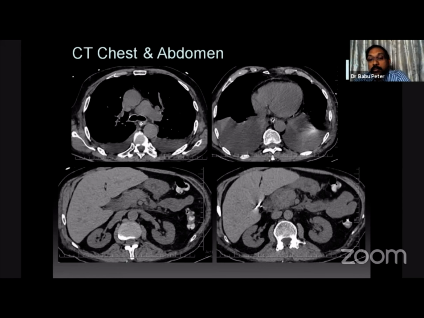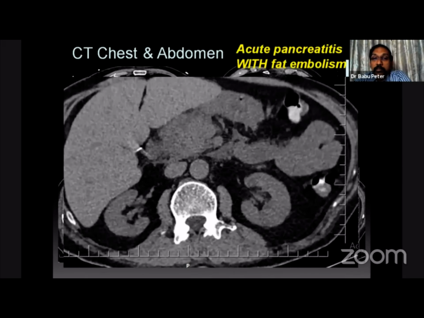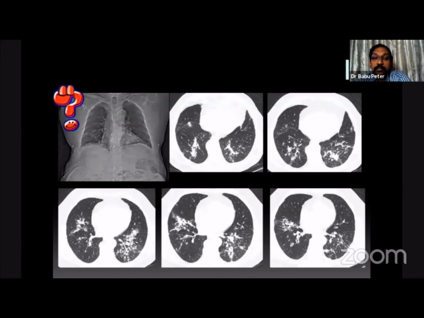So in a patient with acute pancreatitis, whenever you see multifocal ground glass opacities, then we have to suspect the possibility of a fat embolism. So the multiple ground glass opacities were due to fat embolism. Also, this patient developed severe headache and multiple areas of restricted diffusion in the brain, which is due to the emboli. Again, what is this pattern?